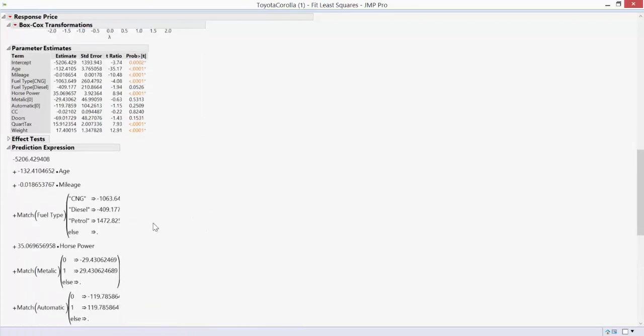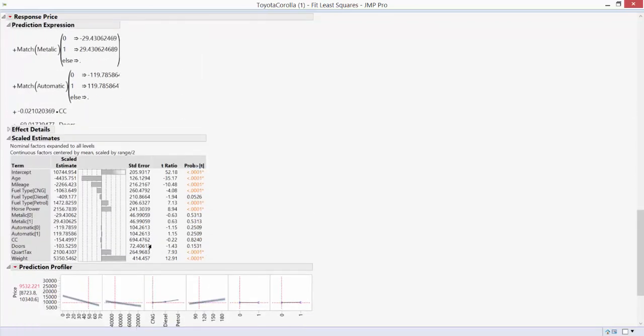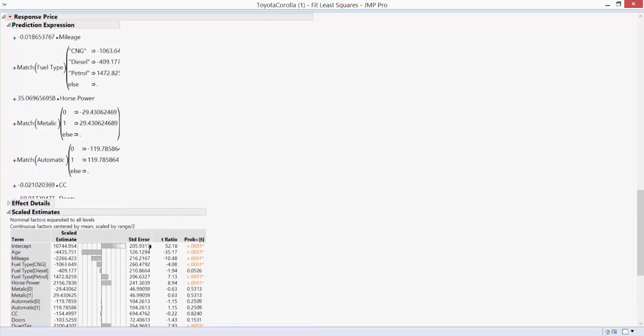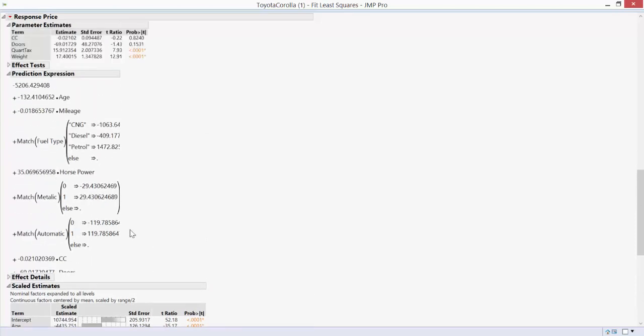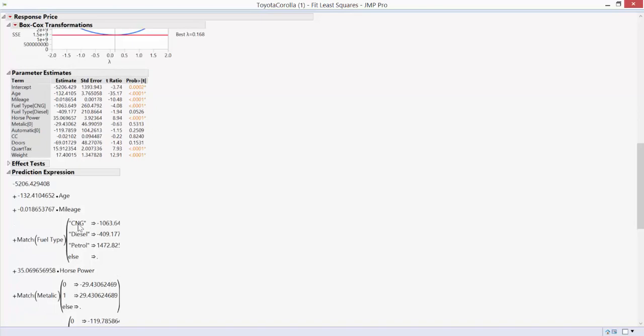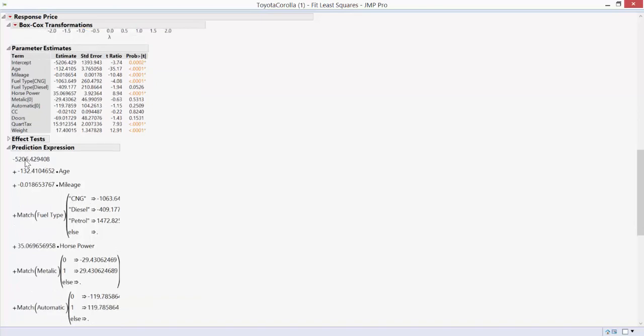Okay, cool. So here is my model, right? That includes everything, every variable that I selected. So here is my slope. Oh, no. That's the intercept, right? Right there. And then age is multiplied by minus 132. So how do I interpret that?